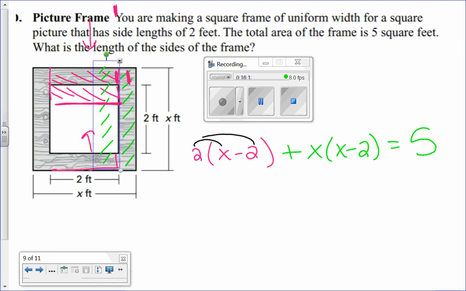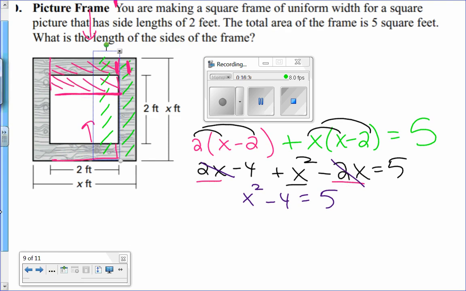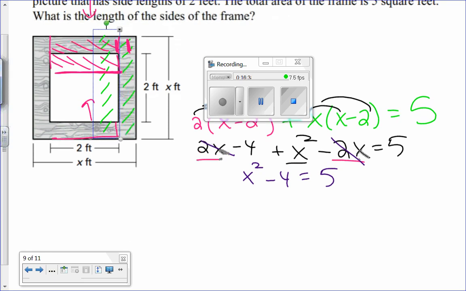Here we go. That would be a 2x minus 4. That would be an x squared minus 2x. We can combine our like terms, which I'm underlining now. Notice our like terms will go away. We'll just have an x squared minus 4 on this left side. Our 5 is hanging out on the right side. So I'll bring my 5 over. I'll have x squared minus 9 equals 0.